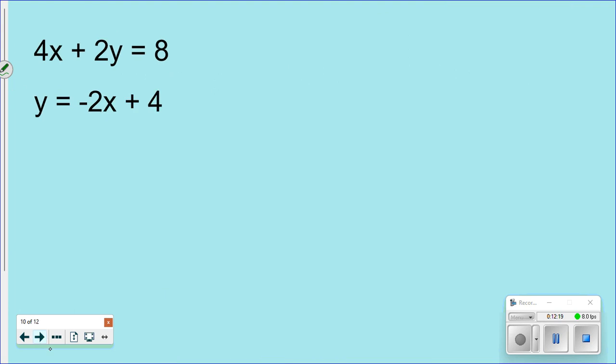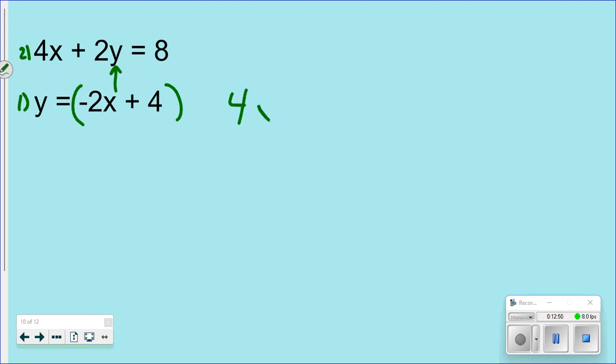Let's do one more together. If I look at these two, one's already in y equals mx plus b form for me. Sometimes, if you're lucky, one of them will already be in y equals mx plus b form. So this one already is, and I can completely eliminate that first step. I don't have to change anything, which is awesome. Since y equals negative 2x plus 4, I'm going to put it in for y here, because we know that y's are equal to the same thing.